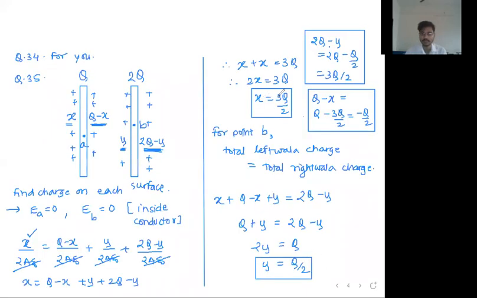let it be positive, negative, doesn't matter. Charge on this face must be equal and opposite to the charge on this face. हे दोन्ही equal and opposite असतातच. Let me show you. What is the value of x? It is 3q by 2. So charge on this face is 3q by 2.